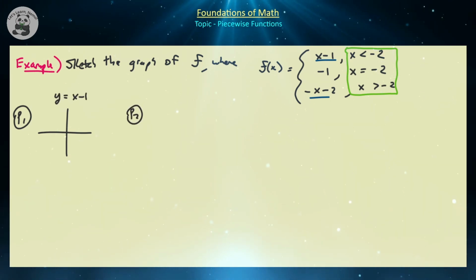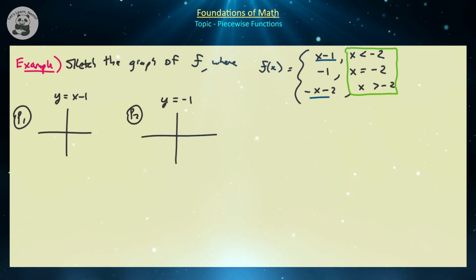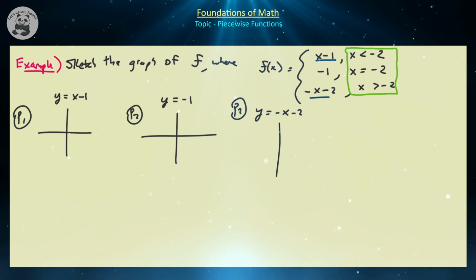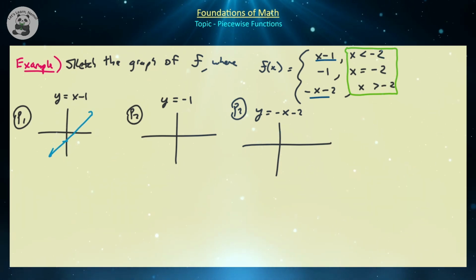Piece 2 is going to be y is equal to minus 1. And then piece 3 is going to be y is equal to minus x minus 2. So if we sketch these graphs, then we're going to have, for example, x minus 1 is going to be that. y is equal to minus 1 is going to be equal to this, and minus x minus 2 is going to be equal to this.